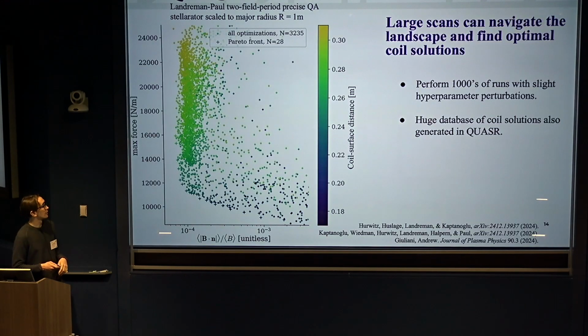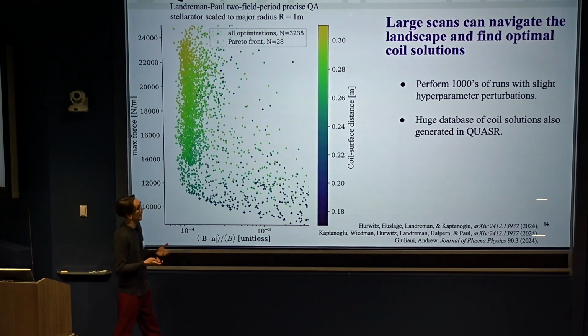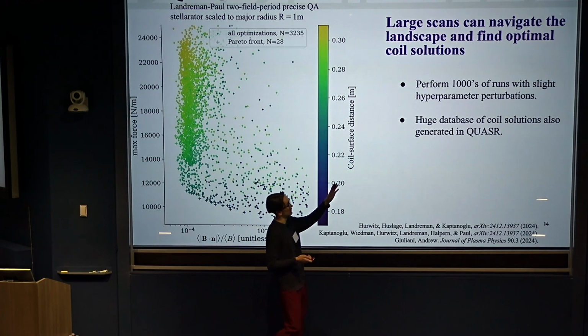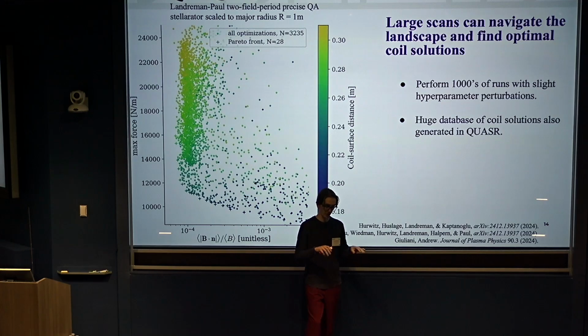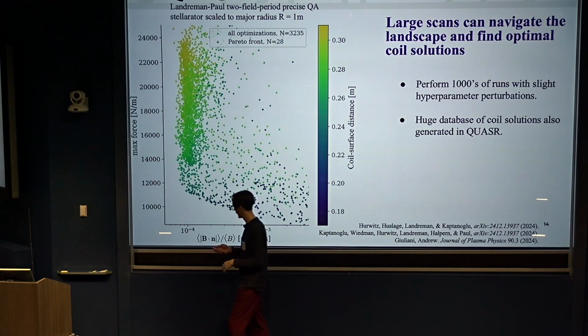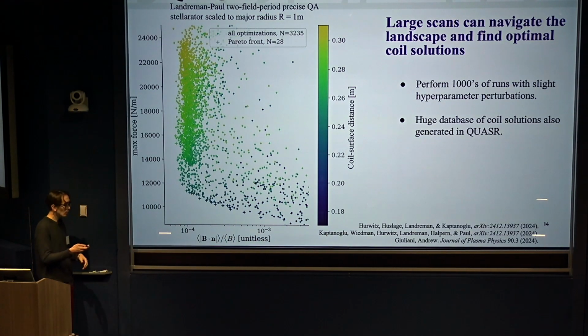Okay, a few other things I want to highlight from some of the work we've been doing with forces and actually torques. Another thing that was done was these large scans to try and navigate the landscape of possible coil solutions and find optimal ones. Sienna and Matt did thousands of runs with slight hyperparameter perturbations. In other words, they slightly re-weighted the weights on each of the terms in the objective, and generated a big plot like this, where you can easily see some of the important correlations.